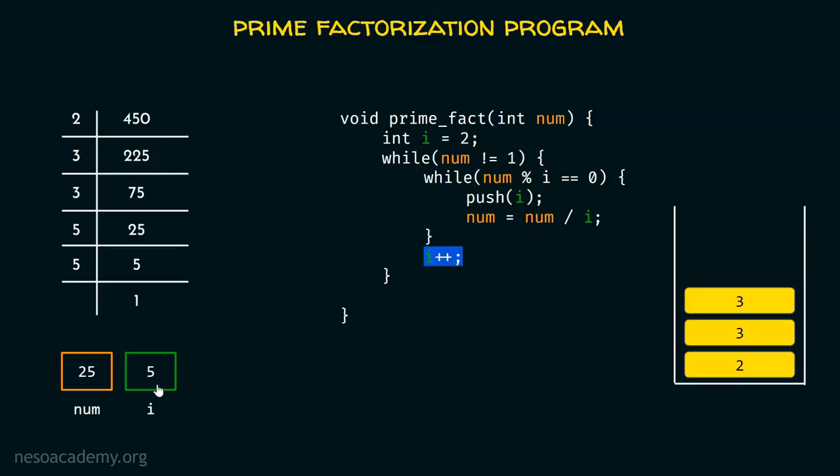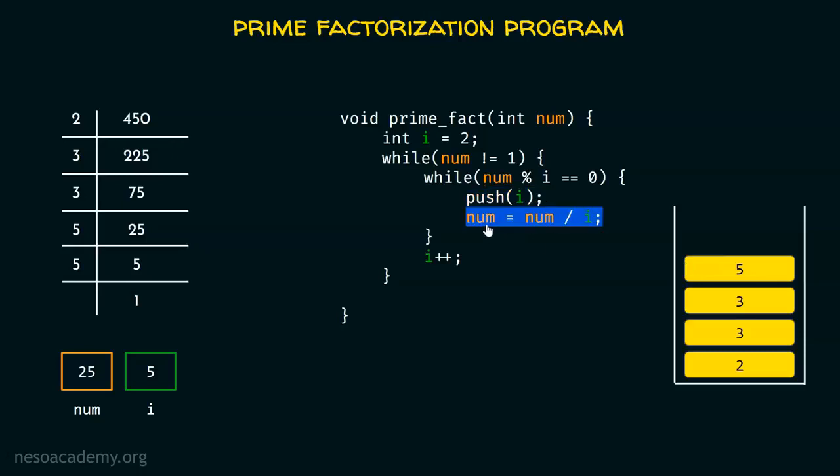This becomes 5. Again, we will check this condition. Is num equal to 1? If num is equal to 1, we'll get outside of this while loop. You can see that num is not equal to 1. Therefore, we'll get inside this while loop. We'll check this condition. Is num mod I equal to 0? Yes, this time num mod I is equal to 0, right? Therefore, we'll get inside this while loop and we'll push this element onto stack.